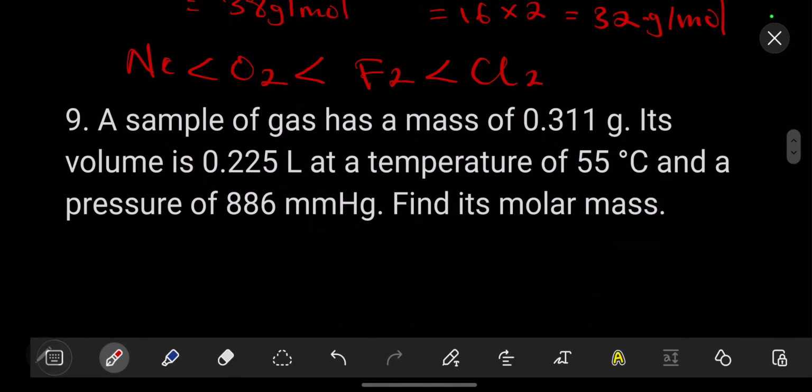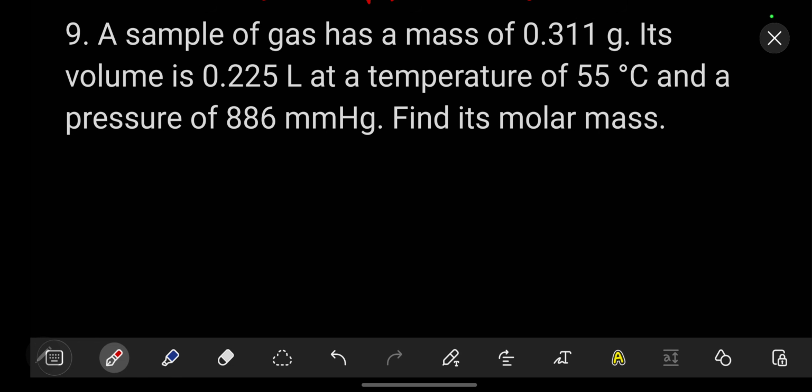Let's look at question 9. It says that a sample of gas has a mass of 0.311 gram. Its volume is 0.225 liters at a temperature of 55 degrees Celsius and a pressure of 886 millimeters of Hg. Find its molar mass.